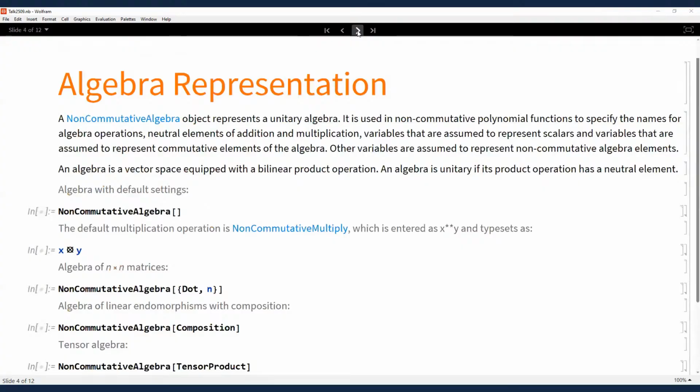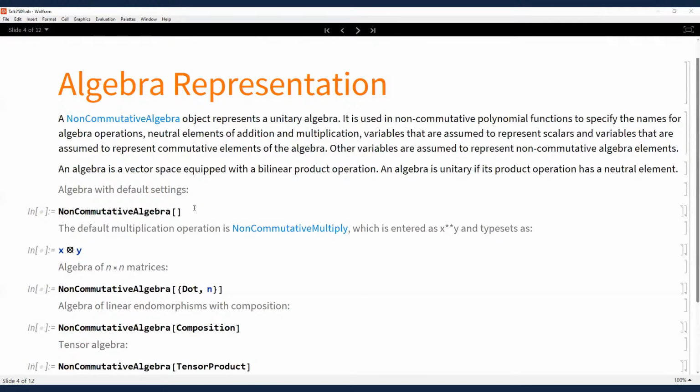First, let me talk about algebra representation. A NonCommutativeAlgebra object represents a unitary algebra. It is used in non-commutative polynomial functions to specify the names for algebra operations, neutral elements of addition and multiplication, variables that are assumed to represent scalars, and variables that are assumed to represent commutative elements of the algebra. Other variables are assumed to represent non-commutative elements of the algebra. An algebra is a vector space equipped with a bilinear product operation. An algebra is unitary if its product operation has a neutral element.